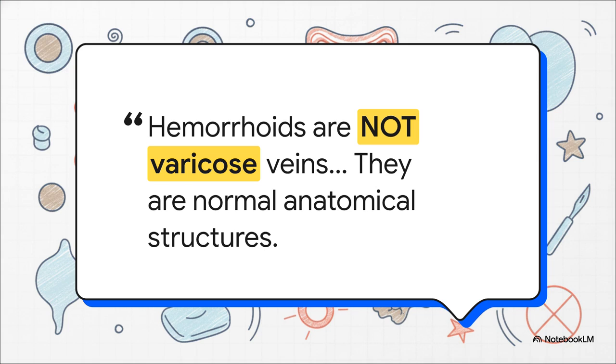We need to drop a radical truth here that completely flips how we view this disease. Read this quote. Hemorrhoids are not varicose veins of the anus. This is a myth still taught to medical students everywhere, but it's just wrong. They are essential, normal, anatomical structures present in every human being from birth. The problem isn't that they exist. They're just normal vascular cushions. The actual disease state only starts when they suffer a sliding prolapse.